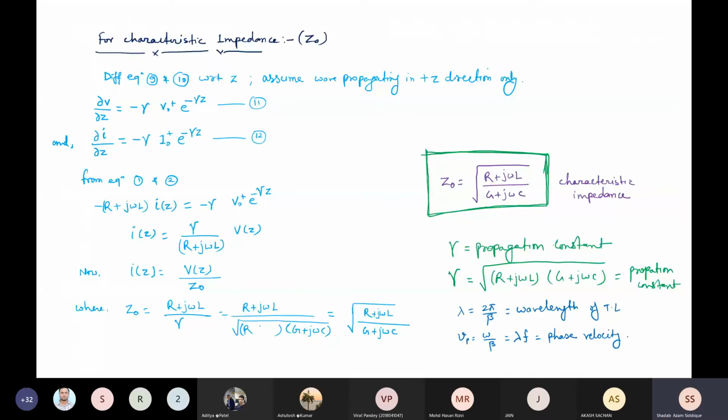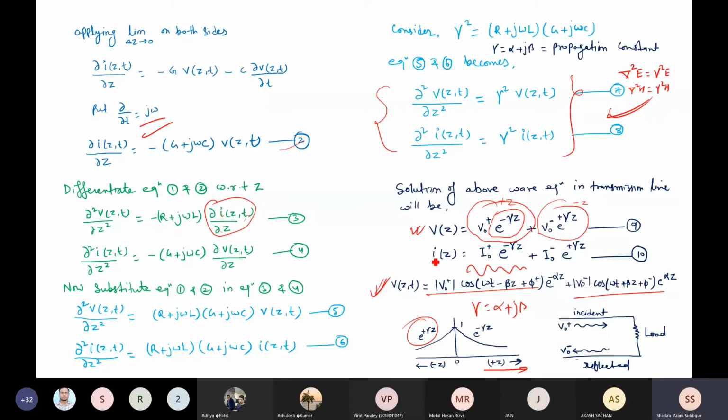Now we are having a characteristic impedance. So that was the solution of the wave equation inside the transmission line. If I ask you to solve for the solution of the wave equation in a transmission line, you should solve in this way using the distributed parameter analysis.